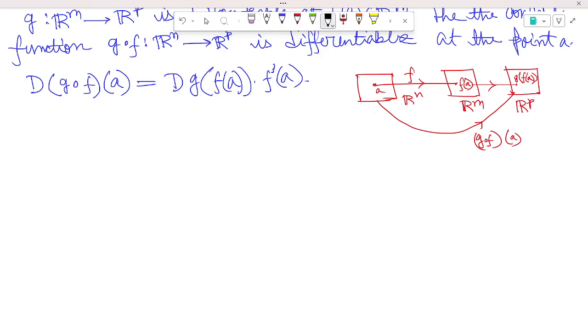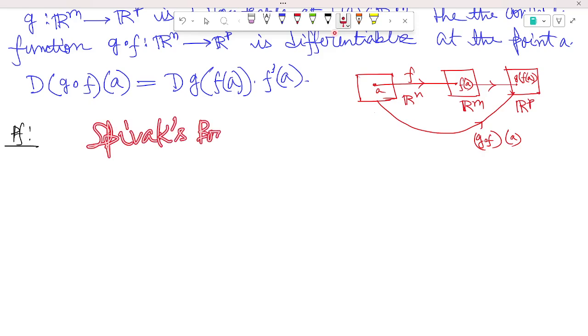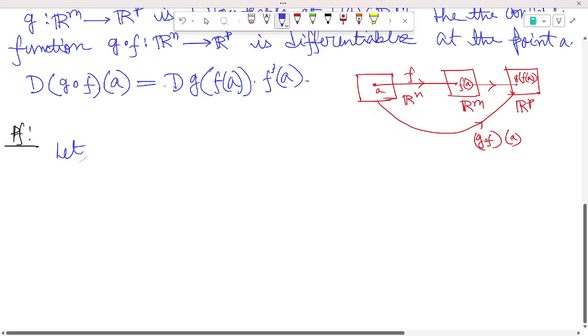The proof. So our proof is motivated by Spivak's calculus, the book's title is Calculus on Manifolds. So we will try to do our proof according to Spivak's book. So let us introduce some notation.